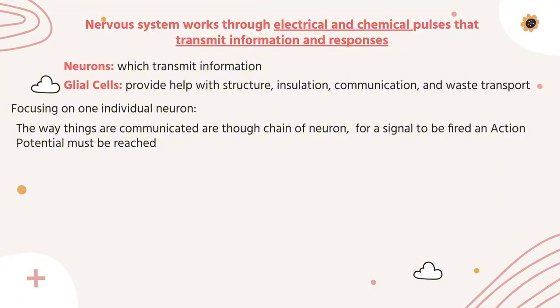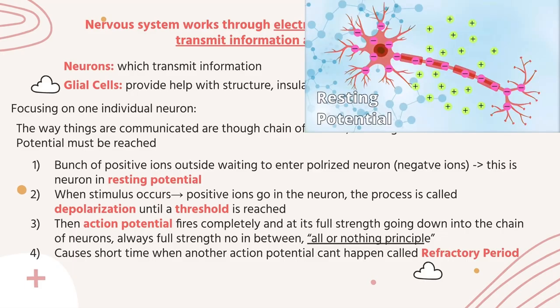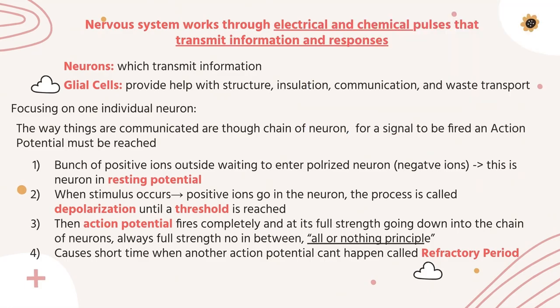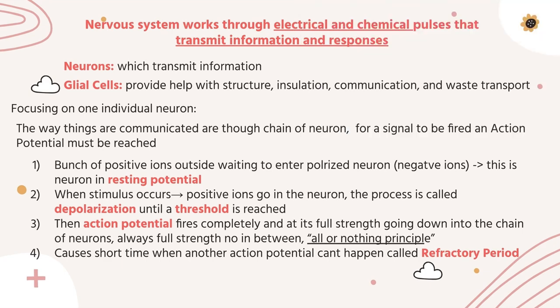For a signal to be fired, an action potential must be reached. Basically, there's a bunch of positive ions outside waiting to enter a neuron, which has negative ions. This is a neuron at resting potential. When a stimulus occurs, the positive ions on the outside go into the neuron. This process is called depolarization until a threshold is reached.